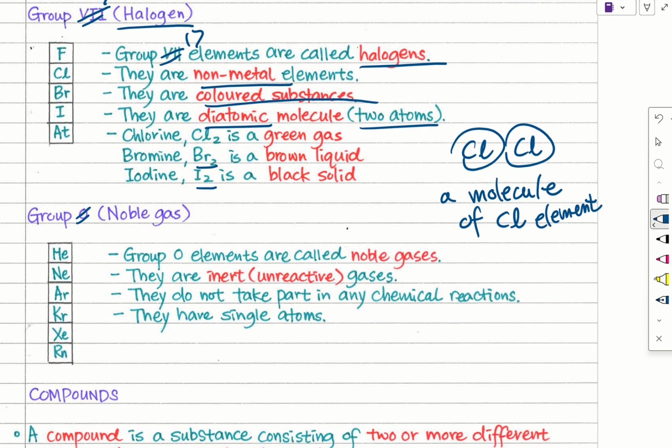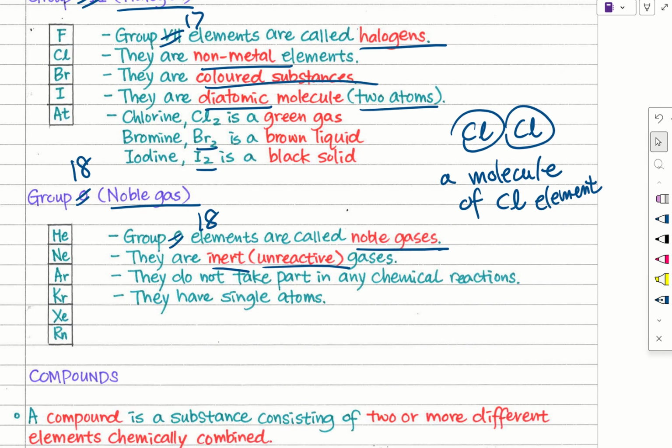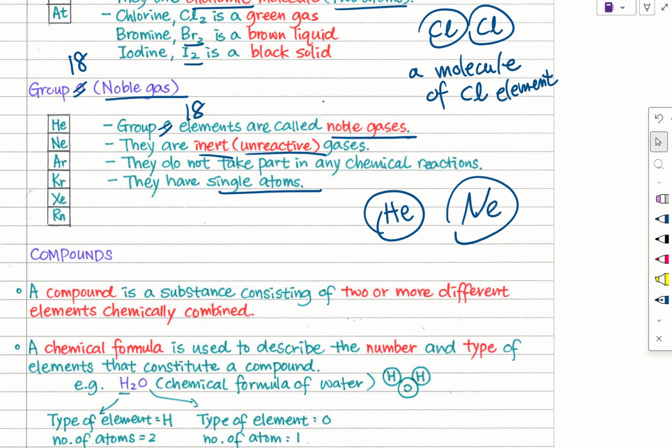Then we have group 18, which is the noble gases. They are called noble gases. They are inert, they are unreactive. They do not take part in any chemical reactions. They have single atoms. So they can exist as single atoms like helium, neon, something that the other groups' elements can't.